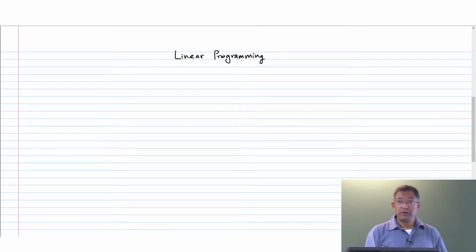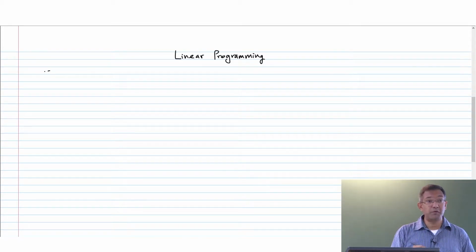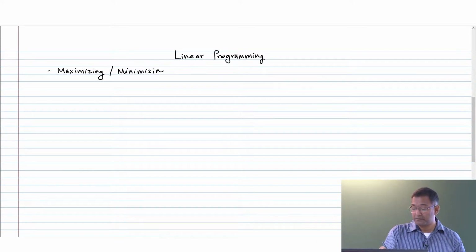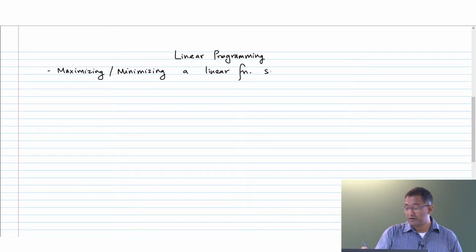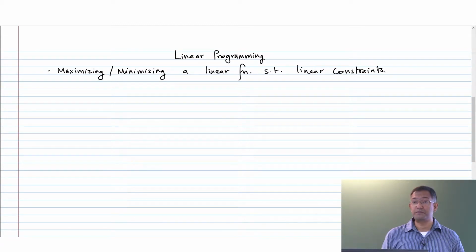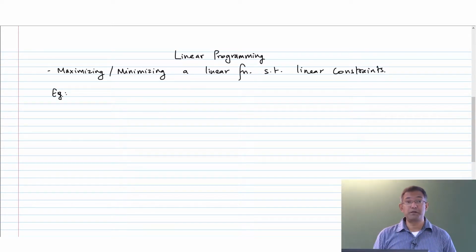Linear programming is the following. Some of you might have seen it already. It is the problem of maximizing or minimizing a linear function subject to linear constraints. So, what does this mean? It is best to give you an example.